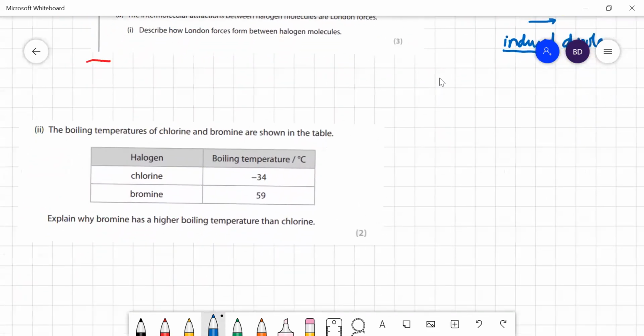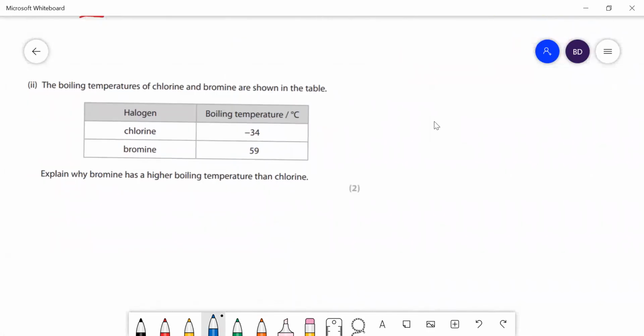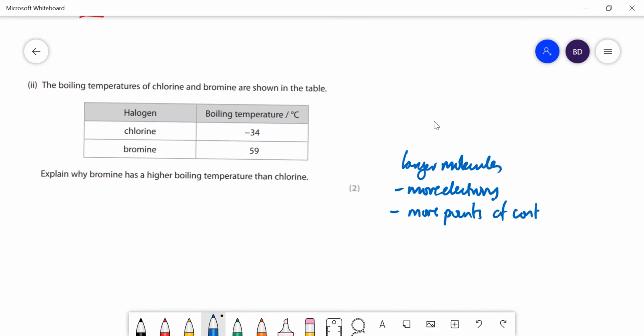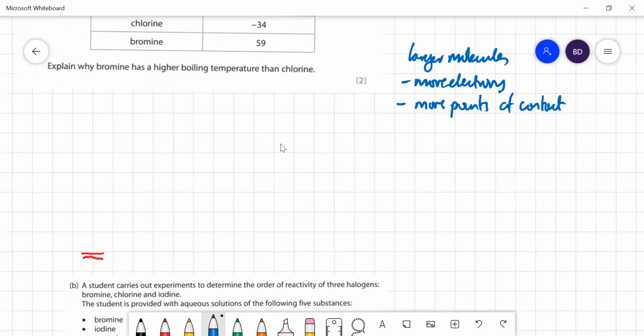Okay. Right, the boiling temperatures of chlorine and bromine are shown. Explain why bromine has a higher boiling temperature than chlorine. Well, bromine is a larger molecule. It's got more electrons. And that means there are more points of contact between the bromine molecules, and they're closer together. So there are more parts of the molecule or neighboring molecules which are closer together, so there's more chance for London forces. More electrons, more points of contact.